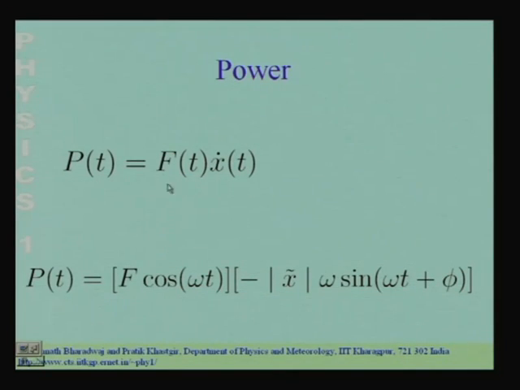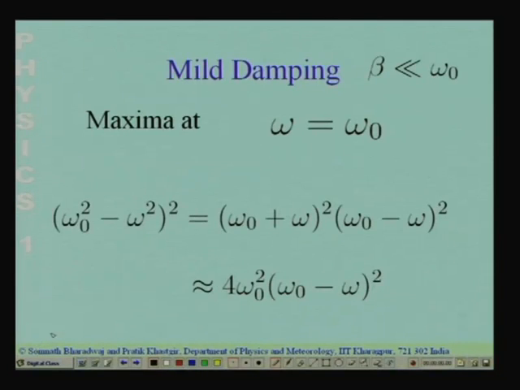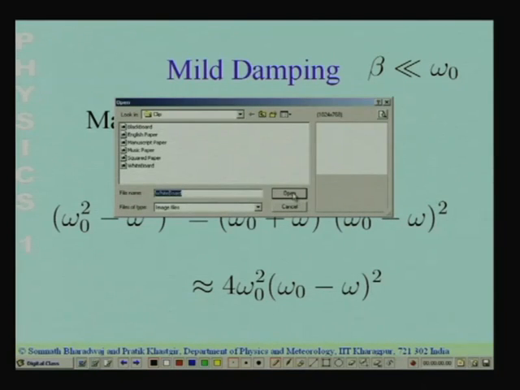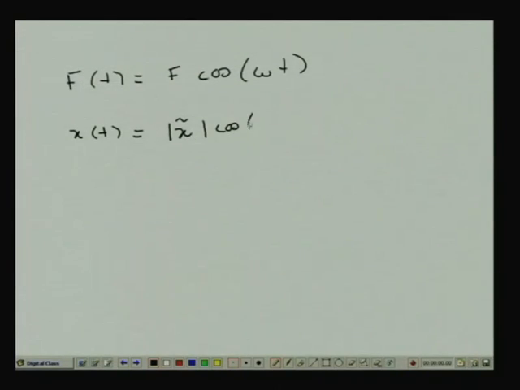Now, recollect that the external force, let us just recollect, the external force F(t) is equal to F cos omega t, and the displacement which it causes, x(t), is equal to the mod of the complex variable x tilde into cos(omega t plus phi).